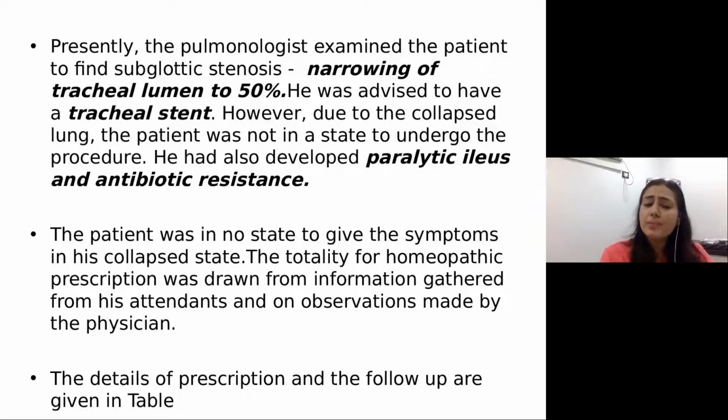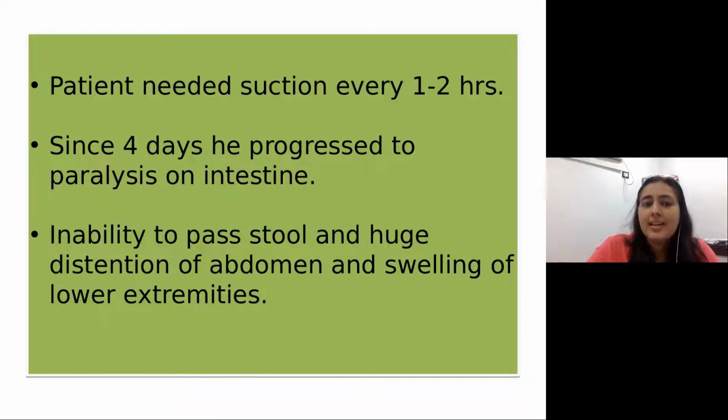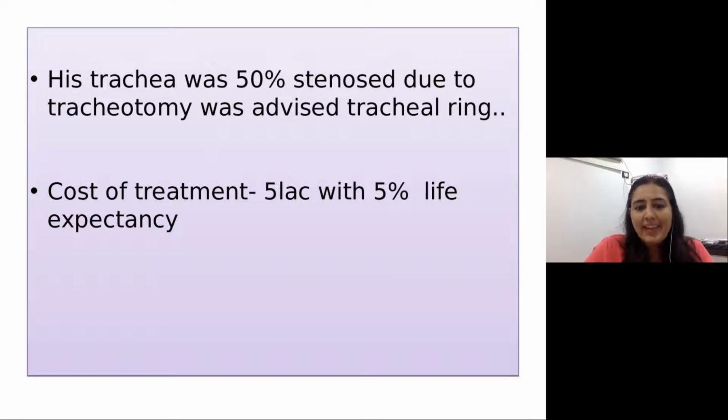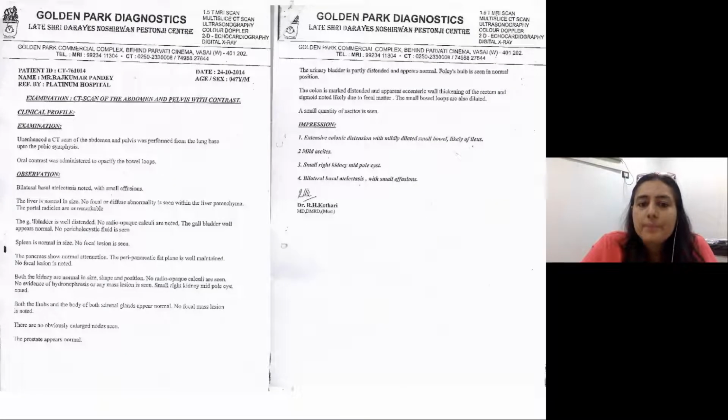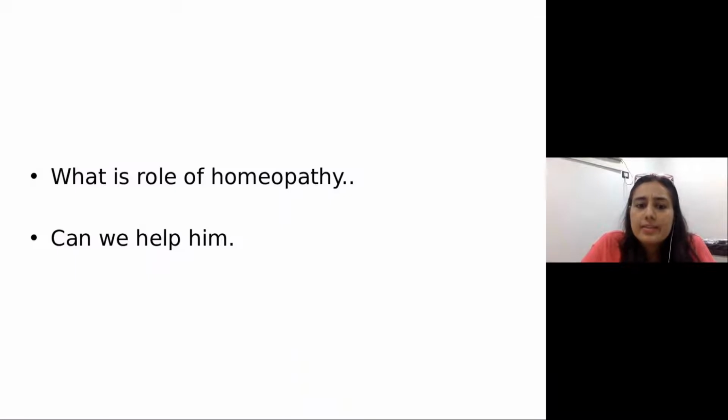So, one more thing that happened was the patient became antibiotic resistant. He was not responding to any antibiotics. His lung was collapsed, and then a homeopath was called. So, as I said, the patient needed suction every 1 to 2 hours, and his disease was progressing. Also, the bills of the hospital were progressing, and I wondered whether homeopathy could help him or not. Let us see. So, these are his reports, which you can see. These are the CT scans where it is mentioned, you have ascites, you have paralytic ileus, etc.